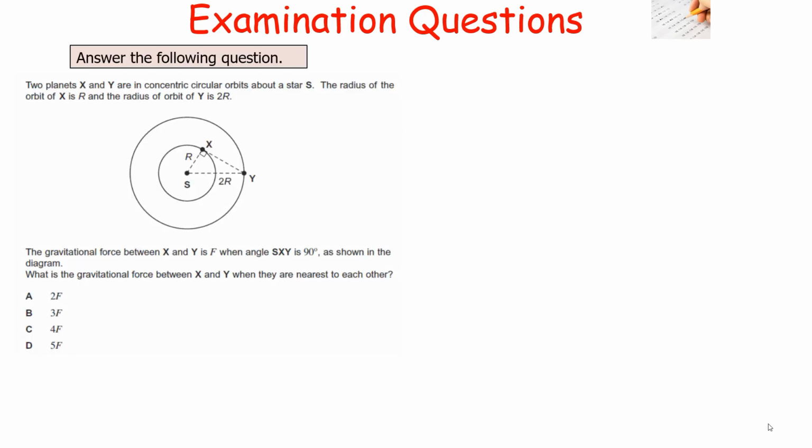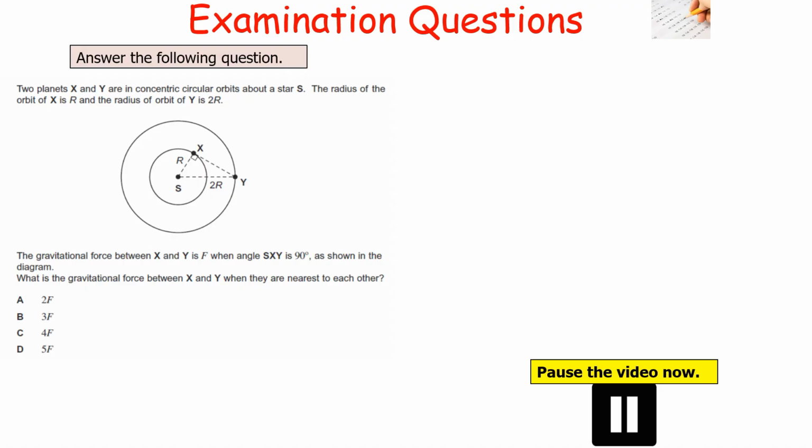The next question says, two planets X and Y are in concentric circular orbits about a star S. The radius of the orbit of X is r, and the radius of the orbit of Y is 2r. The gravitational force between X and Y is F when the angle SXY is 90 degrees as shown in the diagram. What is the gravitational force between X and Y when they are nearest each other? So pause the video now, then unpause the video when you want to go through your answer.